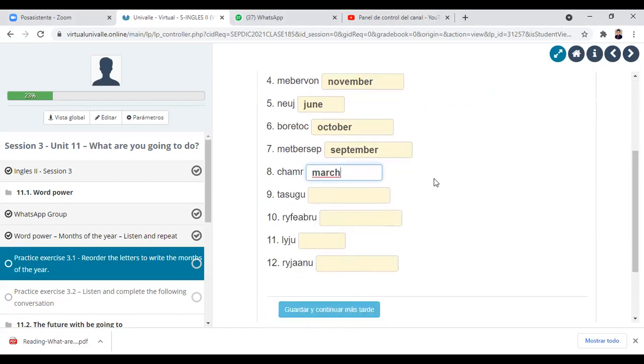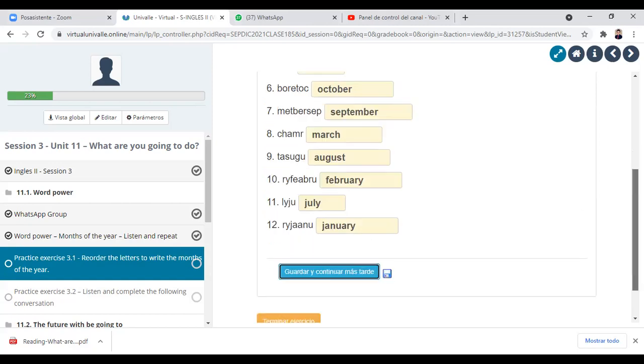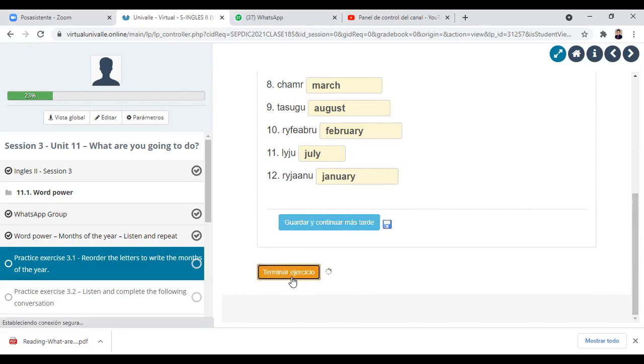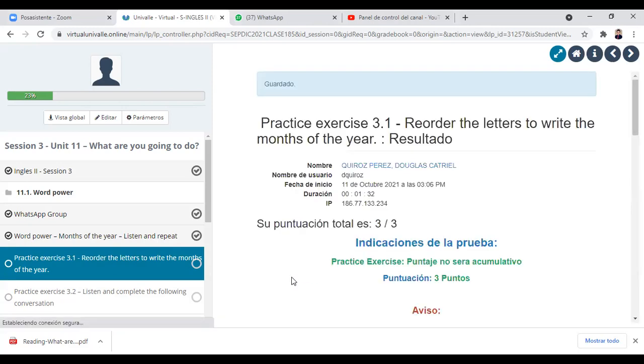So we're going to try to cover the ninth, it's August. The 10th is February, 11th, July, and the 12th one, but not least important, the last one, is January. Now we're going to submit our answers, and we're going to try to discover if they are right or wrong. So let's take a quick look at these answers.